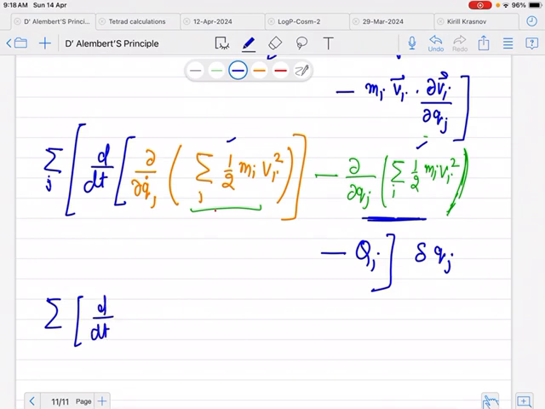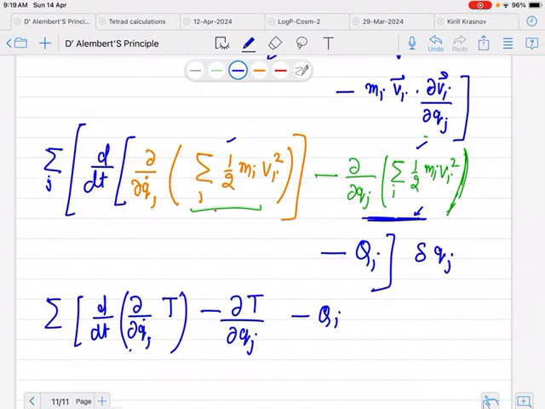d by dt del T over del qj dot, T is the kinetic energy, minus del T over del qj, T is the kinetic energy again, minus Qj, is equal to 0. Okay, equation 1.5.